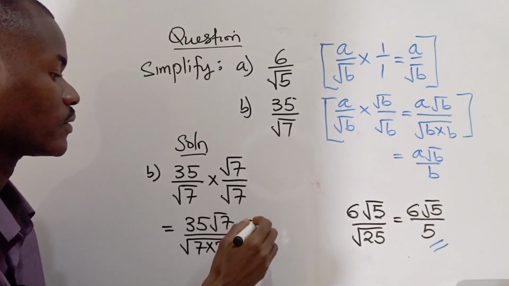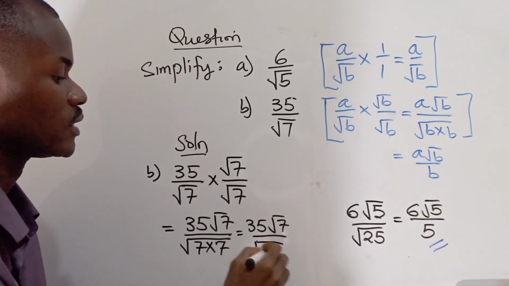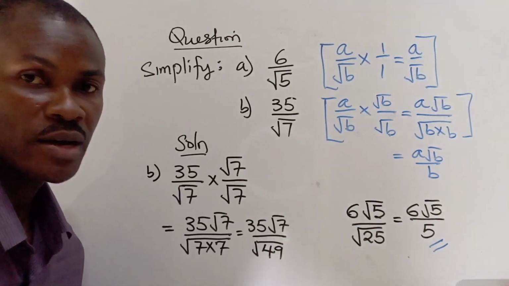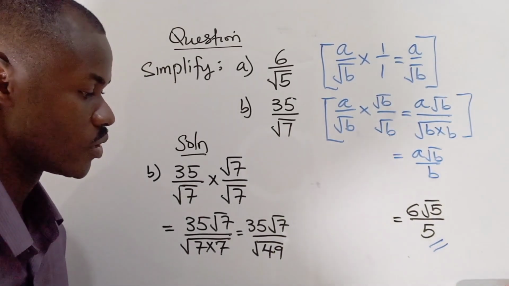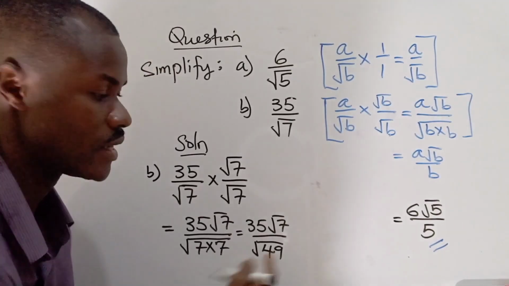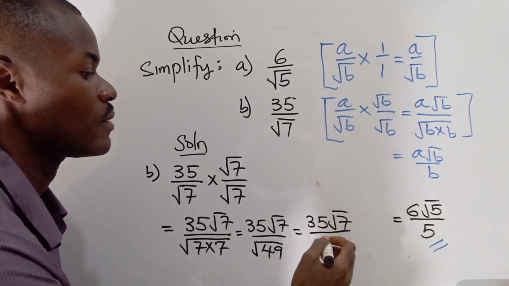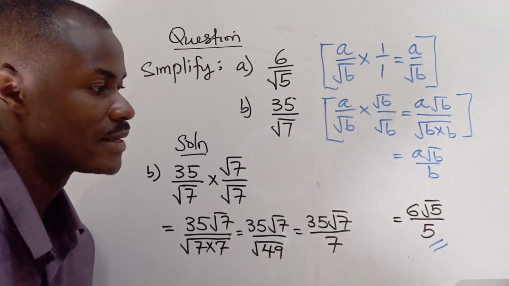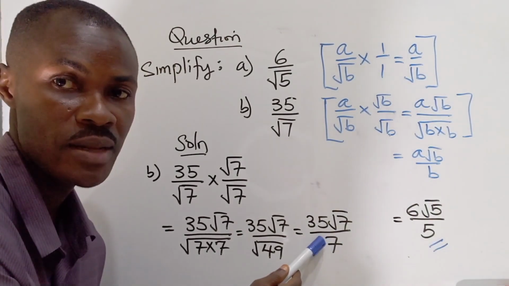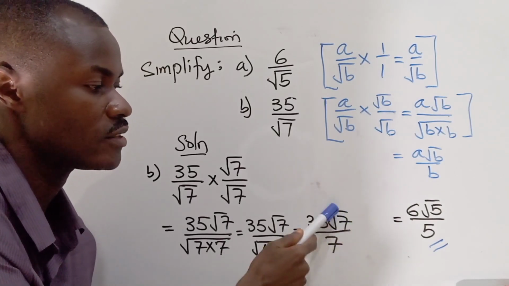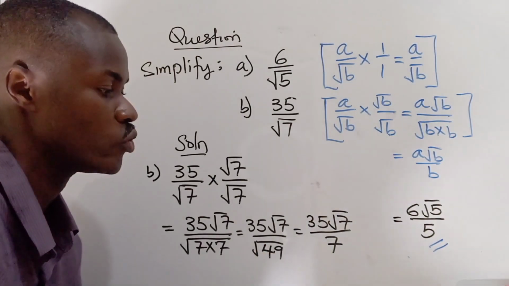So this is going to give us 35 root 7 divide. 7 times 7 here is what? 49. And remember, 49 is a perfect square. So we can solve square root of 49, which is 7. So we have this as 35 square root of 7 divided by 7. Remember, like I said, this cannot cancel out this because of the square root sign. The same applies here. 7 cannot cancel out the 7 because of the square root sign, but 7 can cancel out 35.